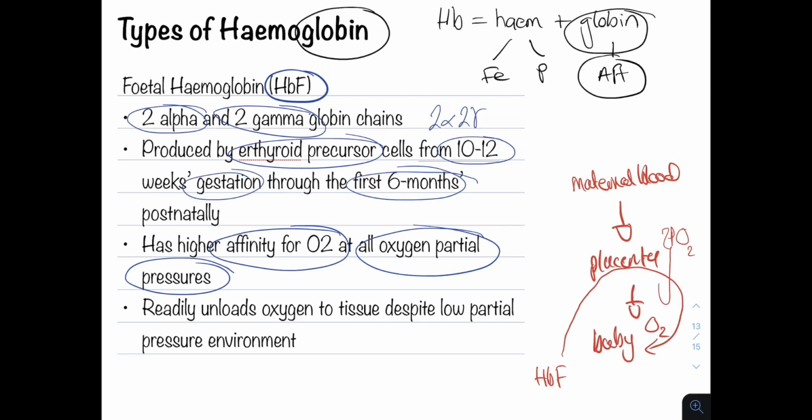The fetal hemoglobin is also capable of unloading the oxygen regardless if there is a high pressure or a low pressure. So in this case, it means that the oxygen is delivered to the tissues. And this is very beautiful. It really describes one of the main characteristics of fetal hemoglobin. So fetal hemoglobin goes to the placenta, takes up the oxygen regardless of the partial pressure, and delivers that to the baby, again regardless of the partial pressure. And this is one of the key characteristics of fetal hemoglobin.